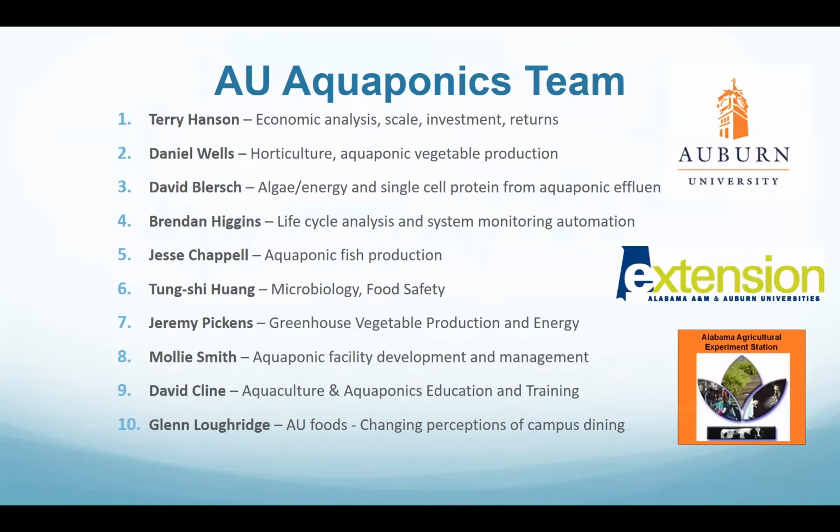First and foremost, it's not just one person doing this project. We have a talented and interdisciplinary team. Dr. Daniel Wells is in horticulture. He's done a lot of the aquaponic vegetable production research. David Blursch is in ag and biosystems engineering, and he's looking at the water once it leaves the plant greenhouse to see how additional uses of the water can be used, the remaining nutrients from the fish effluent for growing algae and producing lactic acid, a precursor of plastics, and also energy.